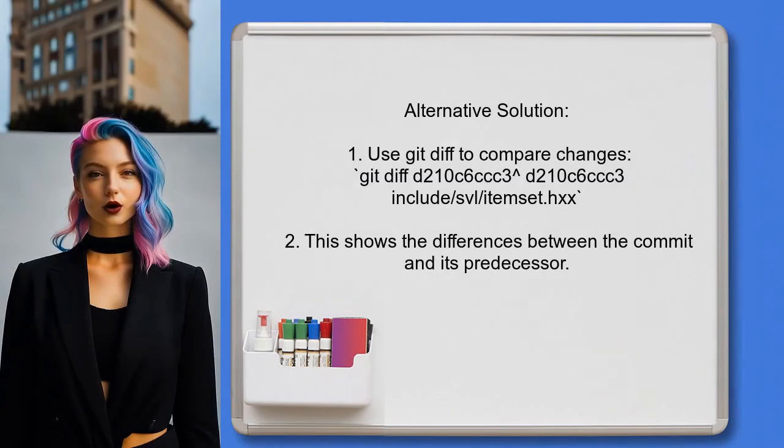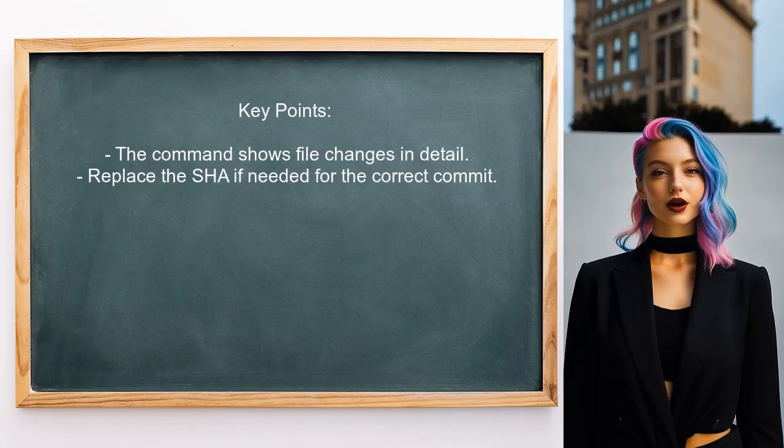An alternative solution provided by another user suggests using the git diff command. You can compare the changes made in the specific commit with its predecessor by using the command git diff followed by the commit SHA and its base. This command will give you a detailed diff output of the file's contents. Remember, if you're looking at the wrong commit, simply replace the SHA with the correct one.